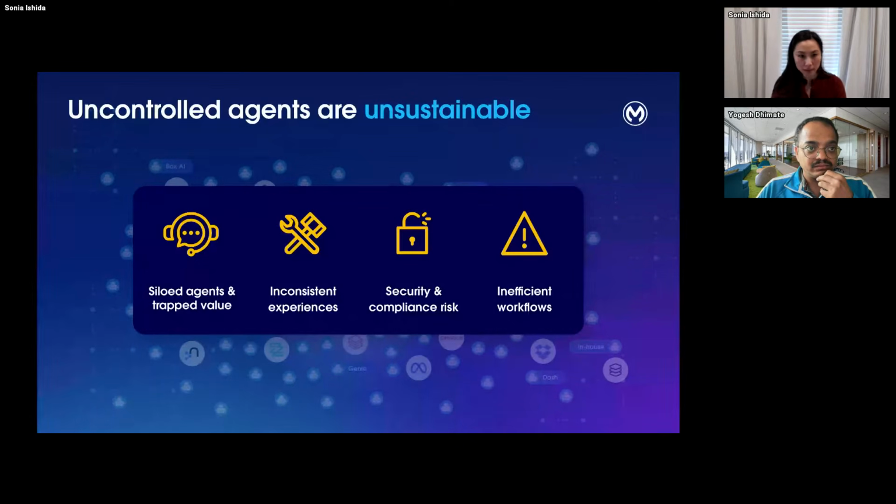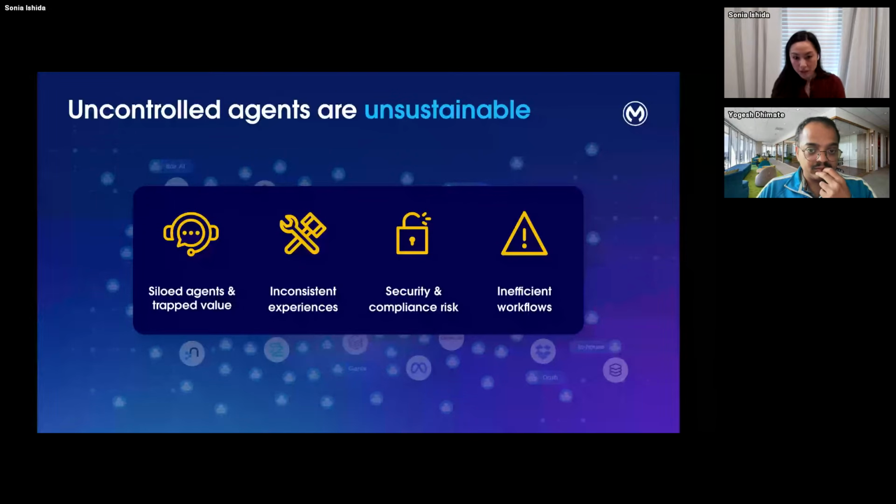So as more and more of these agents get built and onboarded, these challenges only compound. You lose track of which agents are being deployed and where, leading to siloed agents and trapped value. Your agents aren't able to find the right tools, resources, and other agents that they need to get work done, leading to inconsistent experiences. And overall, this lack of control and visibility exposes your organizations to security and compliance risk. And then lastly, limited insight into how agents operate and make decisions limits process improvement, and leaves you with inefficient workflows.